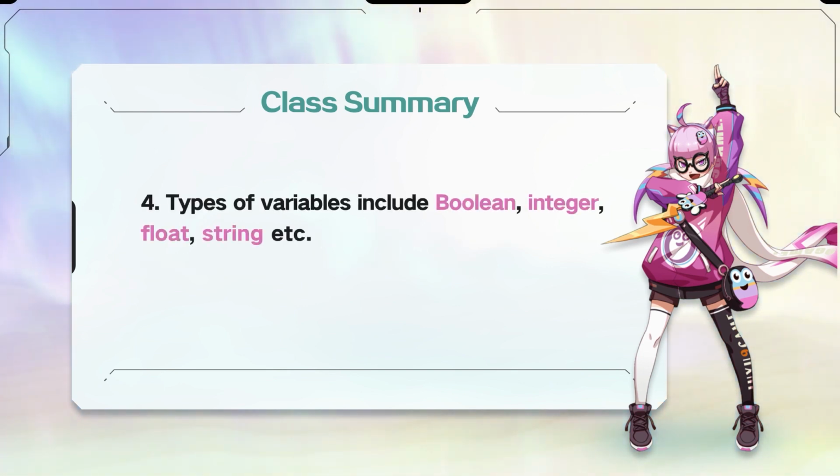Types of variables include Boolean, integer, float, string, and so on. In today's class, we use the types of integer and string to achieve the game effect.